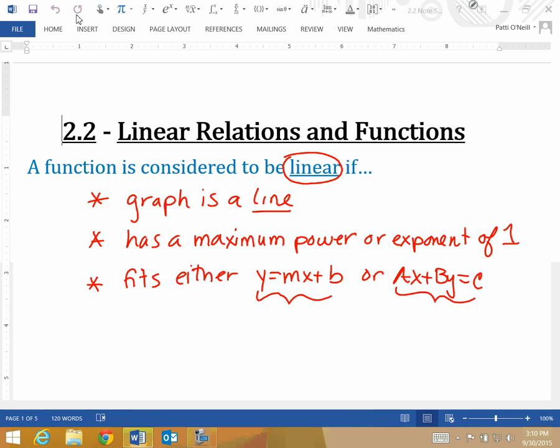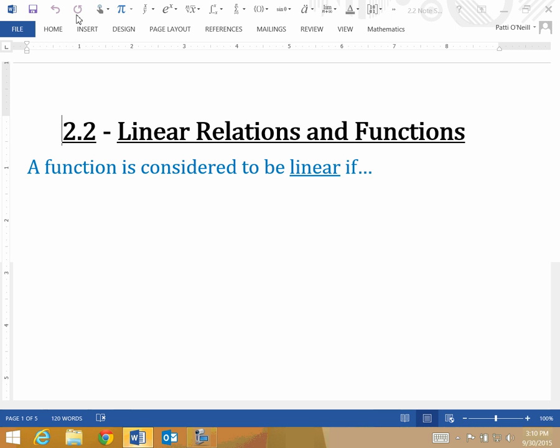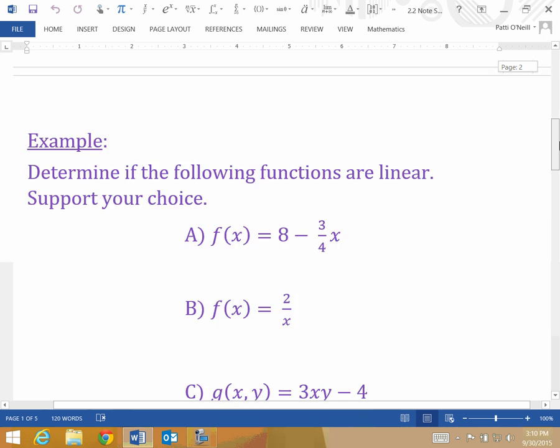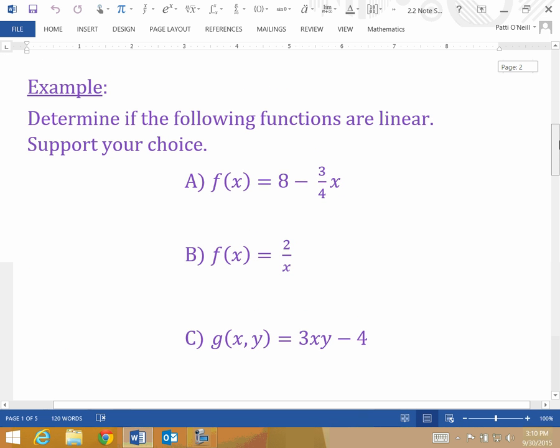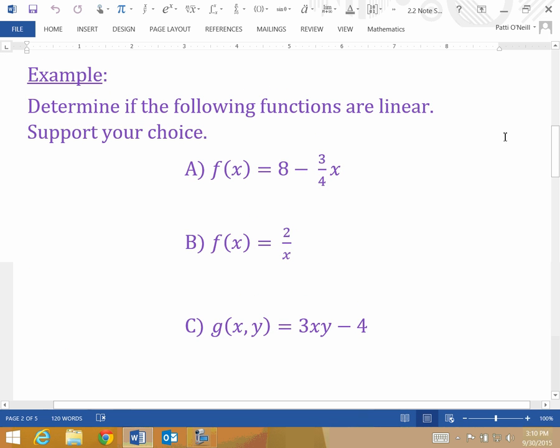So make sure that you have this criteria down in your notes so that if I ask you whether something is a function or not, and it's a linear function, then you'll be able to identify it. I'm going to move to the next screen and just go through 3 examples that deal with testing out whether we have a linear function or not. I'm going to ask you to support your choice. So on any assessment or in any homework assignment, I want to know why you decided that something would be linear or considered to be nonlinear if it's not.